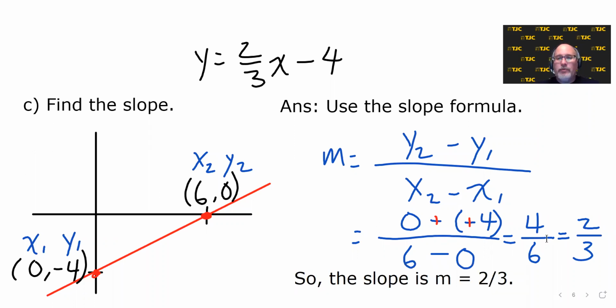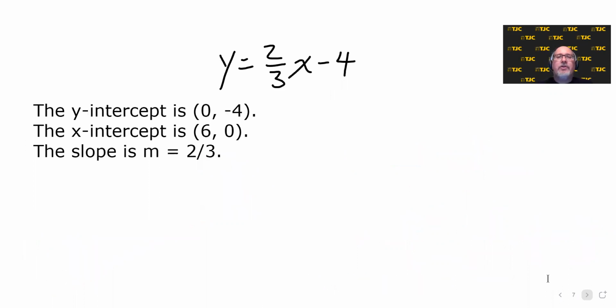So the slope is, and we'll go ahead and call it m equals 2/3, because that's our variable for slope. All right, so none of that was too terribly bad, but why did I take us through that? Well, look at the summary of the results. When we had y equals 2/3 x minus 4, we got a y-intercept of -4, or 0, -4. We got an x-intercept of 6, 0, and a slope of 2/3. Look at the results. Now look at the equation. Look at the equation. Now look at the results.